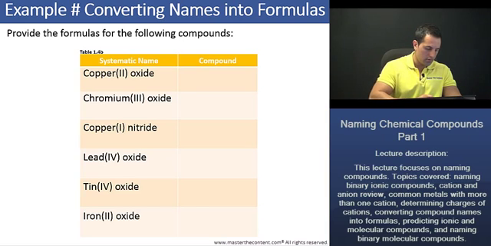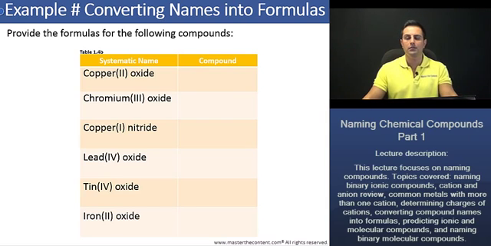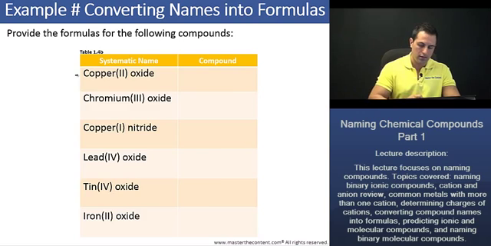Okay, taking a look here, we are now going to do an example converting names into formulas. Provide the formulas for the following compounds. Table 1.4b, we're given the systematic name. We just need to complete the table by providing the compounds, right? Now, at this point, I'm going to ask you to pause the video, and again, I encourage you to try this yourself. However, if you still require a little bit of practice, I'll go ahead and I'll provide an explanation now for copper 2 oxide. After that point, I'll subsequently go ahead and I'll unveil the answers to the rest of the table. Let's go ahead and take a look at copper 2 oxide next here.